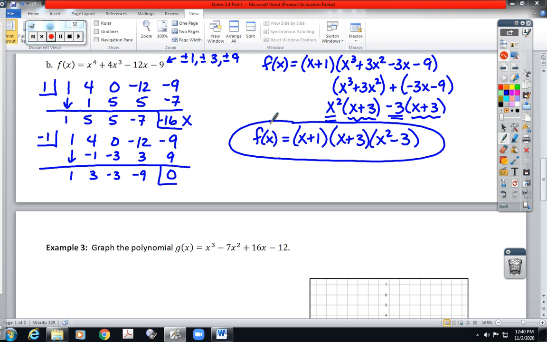Now, x squared minus 3 does not factor again because 3 is not a perfect square, which means it does not match difference of 2 perfect squares. That means our roots for this function would be negative 1, negative 3, and then plus or minus the square root of 3. So that does it for B.